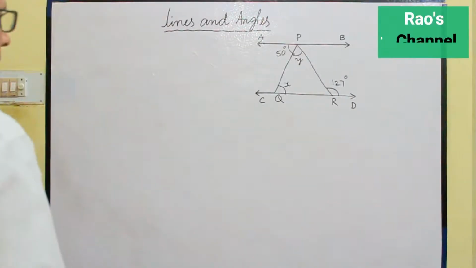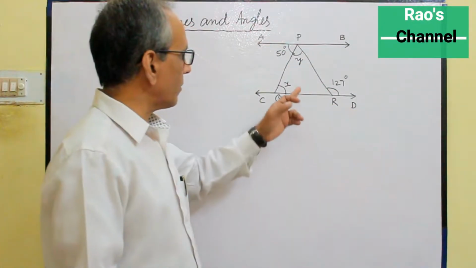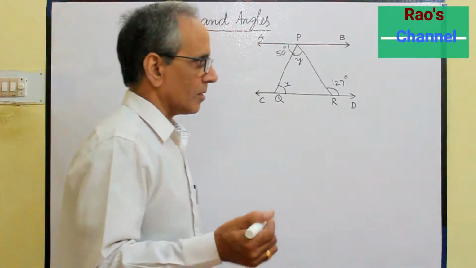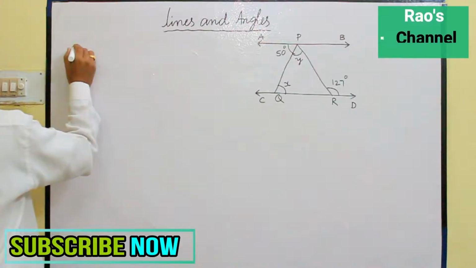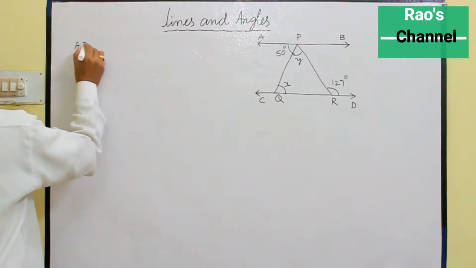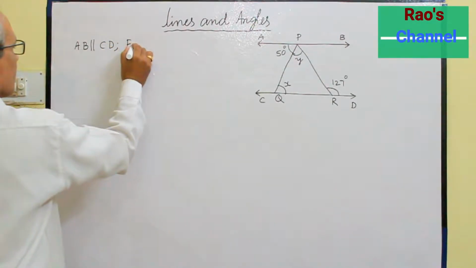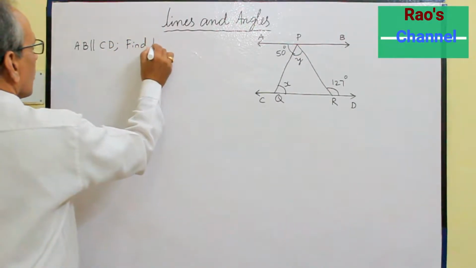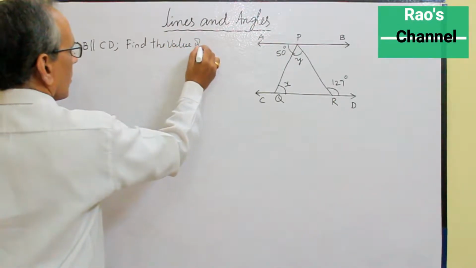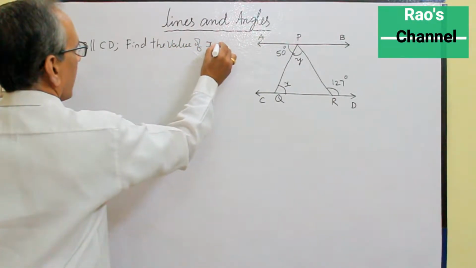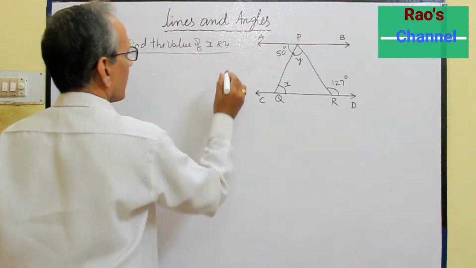One more question. In this question, you have a pair of lines and you have to find the value of x and y. The same, no information about the triangle. So what is the given part here? AB is parallel to CD. Find the value of x and y. Okay, this is the question. The question is very simple.